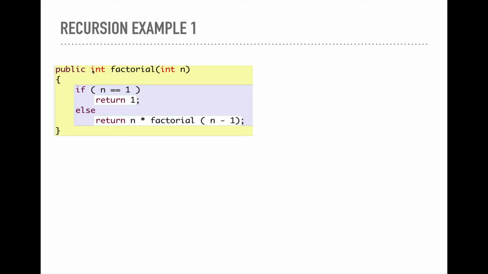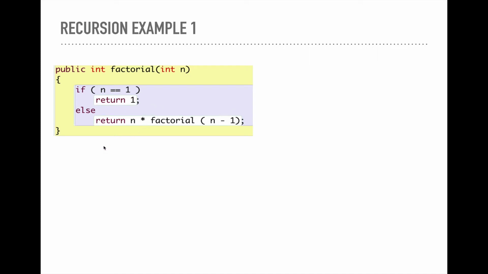Notice this method returns an int. It's called factorial. It's meant to calculate factorials. And down here, it calls itself. So I call factorial of n minus 1. And notice that there is an ending spot. Like if n gets to 1, I know that 1 factorial is 1. So this is where I want it to stop.